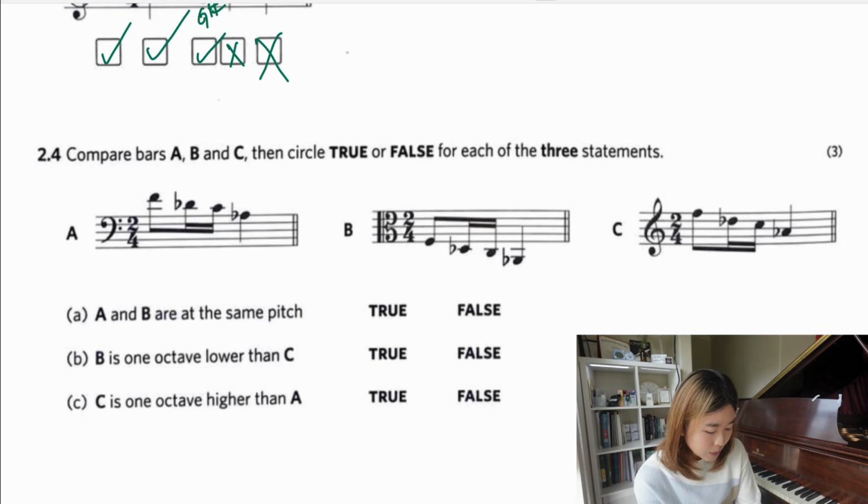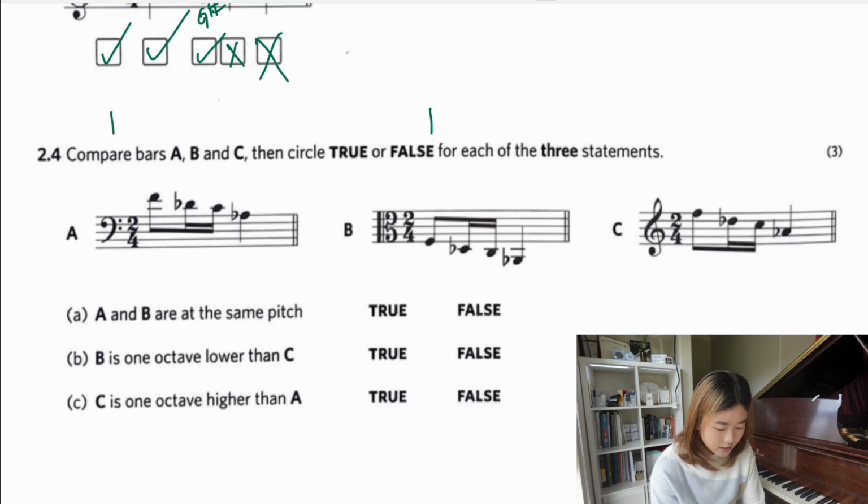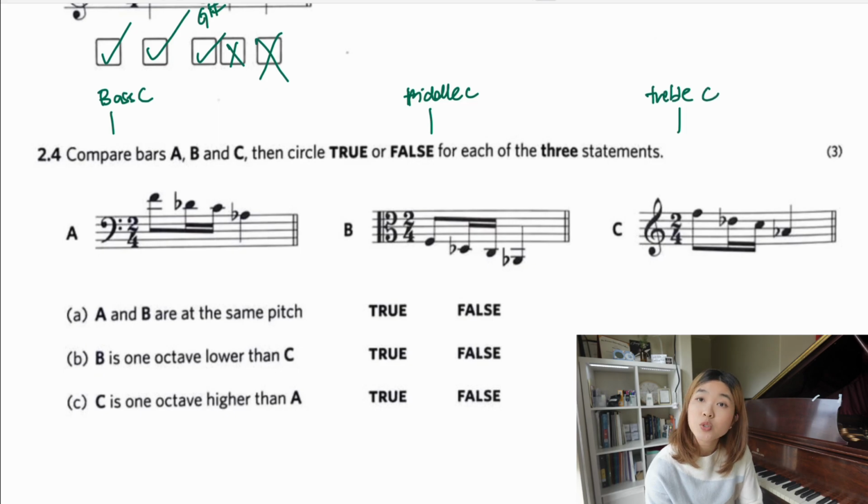2.4. Compare bars A, B, C, and then circle true or false for each of the three statements. This is testing if the student knows their octaves well enough. I suggest students write three lines: bass C, treble middle C, and treble C, since they don't have a piano with them during the exam. I want them to draw the lines to visualize where the melody is starting. The first one is starting above the middle C, so write A.